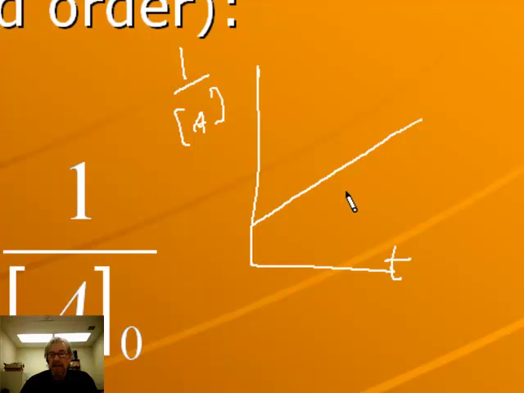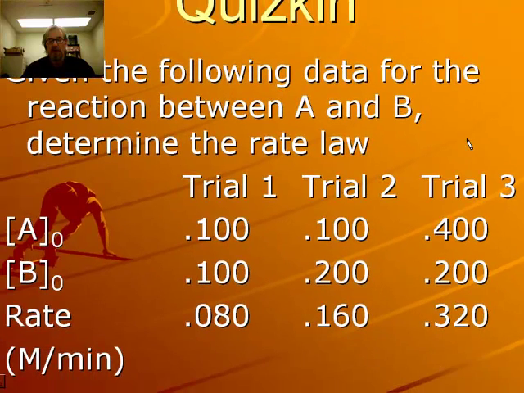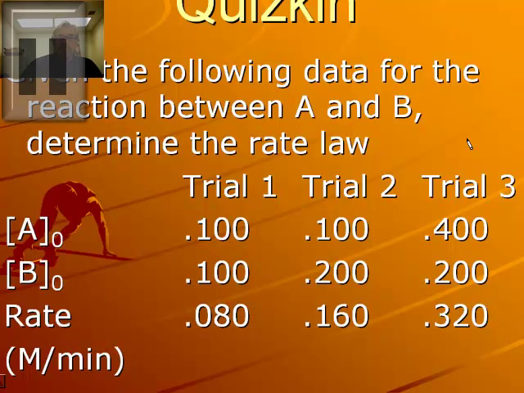Now we're going to do something different from what we normally do. We're going to have a Quizkin in the middle instead of at the beginning. So here's a problem. You have data for a reaction between A and B, and you're supposed to determine the rate law. So now we're talking about the differential rate law, what we learned about in the last video. Stop the video, give this a try. I'll give an answer and then a solution in a moment.